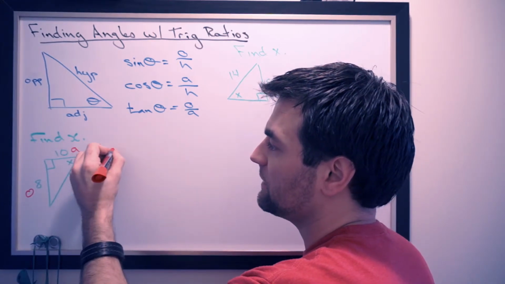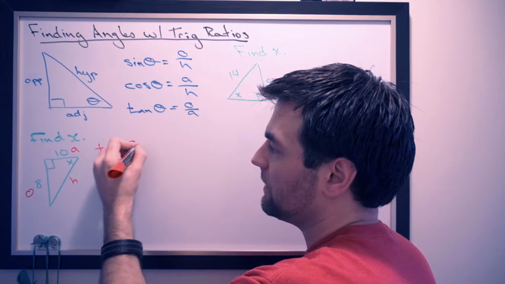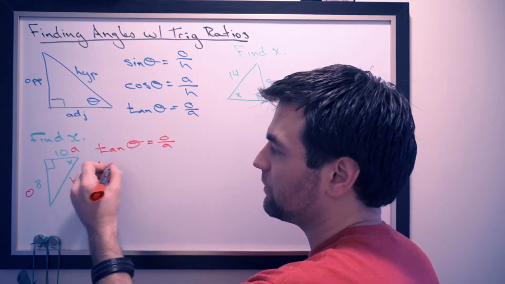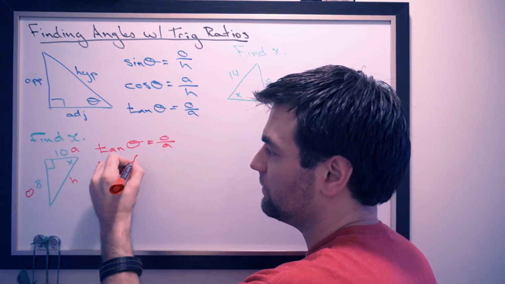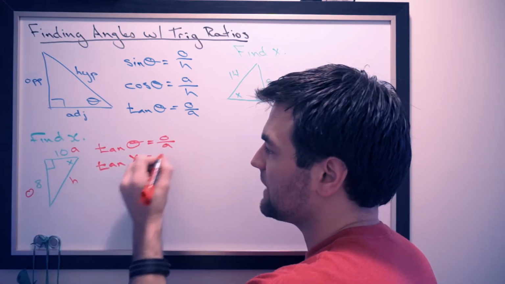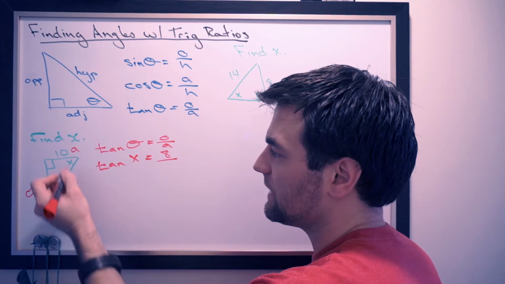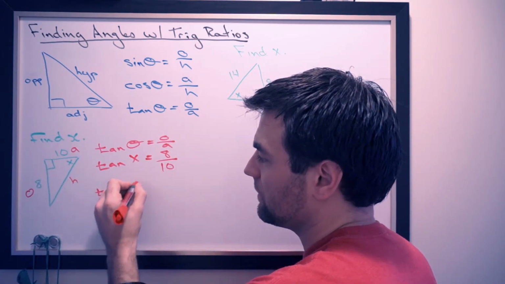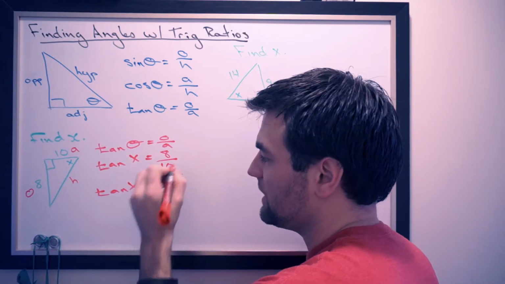So we have tan theta equals opposite over adjacent. And filling in what we know, theta would be the x, the opposite side is 8, and the adjacent side here is 10. If I divide those out, I will get 0.8.